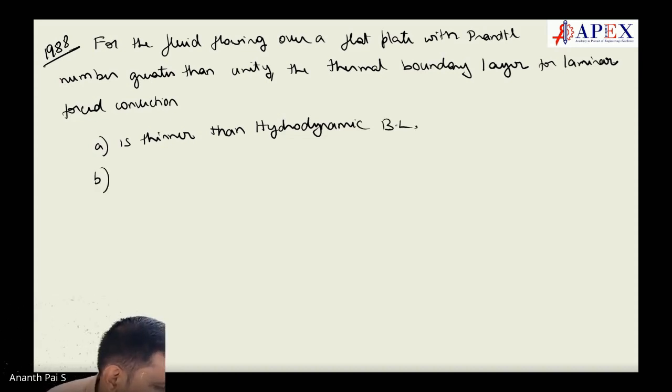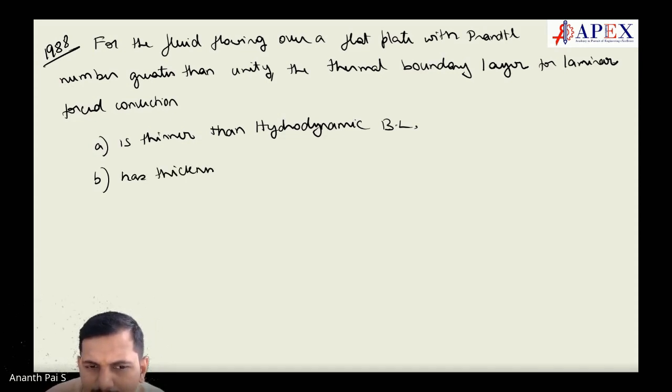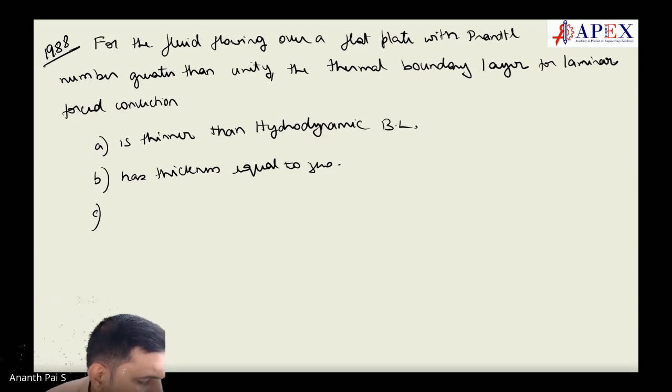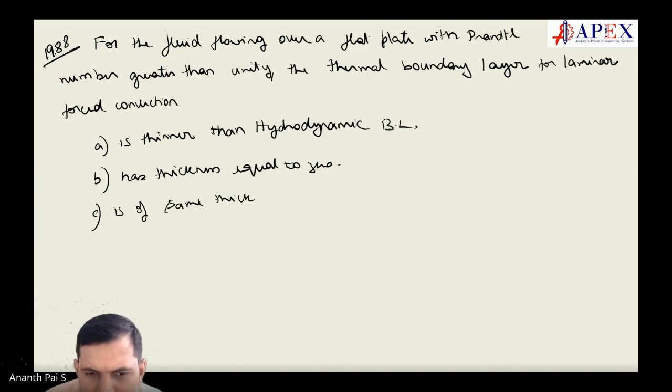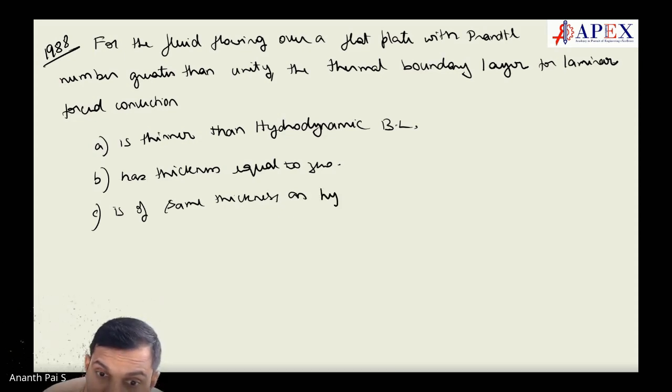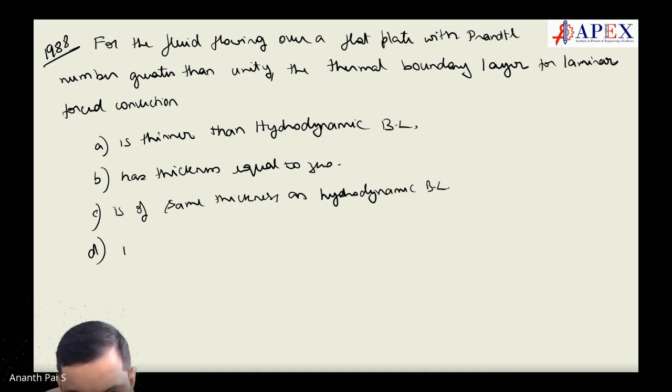B, has thickness equal to 0. C, is of the same thickness as the hydrodynamic boundary layer, and D, is thicker than the hydrodynamic boundary layer.